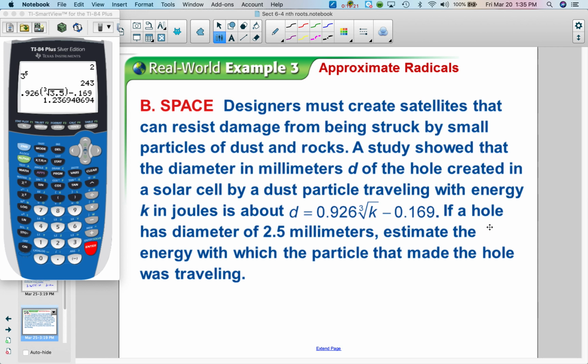All right, part B gives the same information. It's just the question at the end, so I don't need to read it again. If a hole has a diameter of 2.5 millimeters, estimate the energy with which the particle that made the hole was traveling. So this is the diameter, that goes in for d. So we get 2.5 equals 0.926 times the cube root of k minus 0.169.